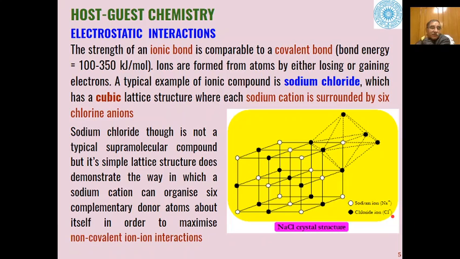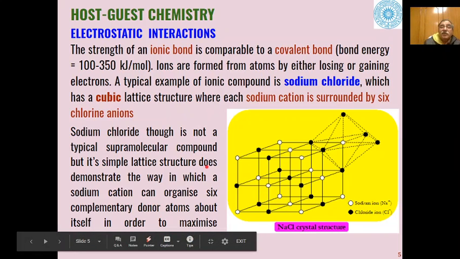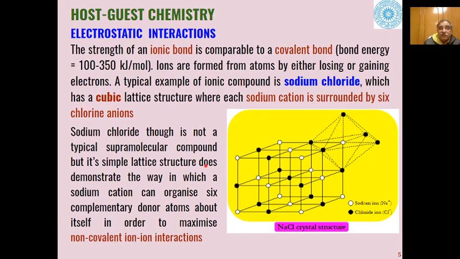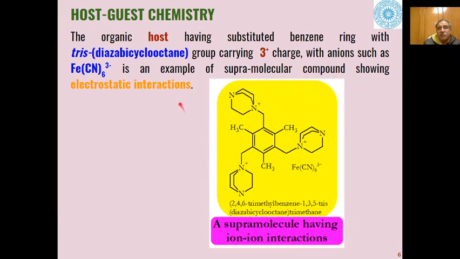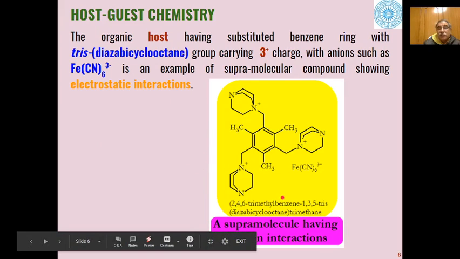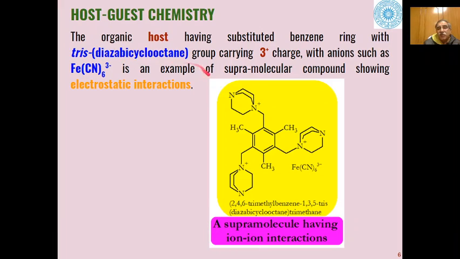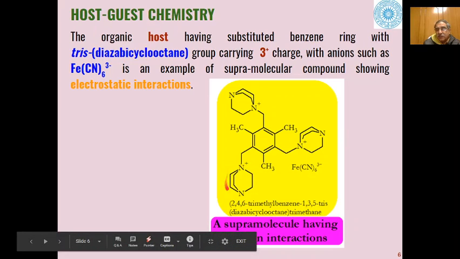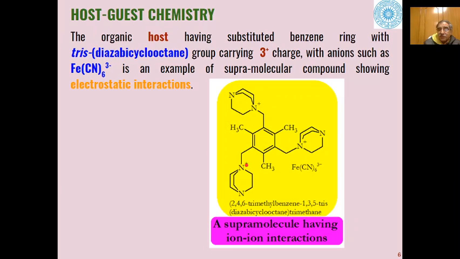So we will have these types of electrostatic interactions in case of host molecule and guest molecule also. For example, in this molecule, that is tris diazabicyclooctane. So this is the three diazabicyclooctane molecules present in the complex, and you can see that this nitrogen is having a positive charge.